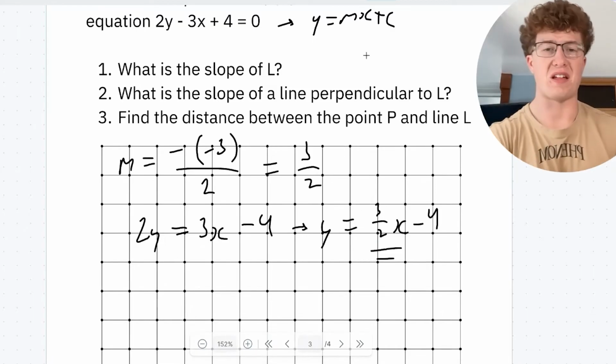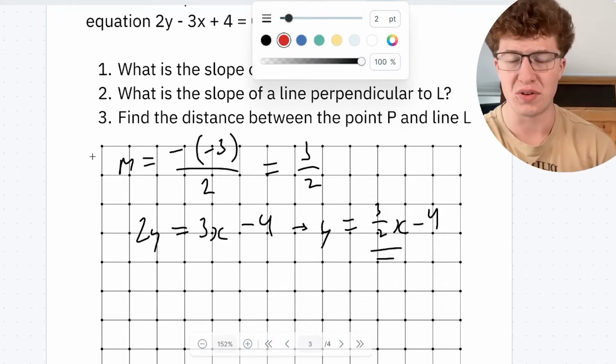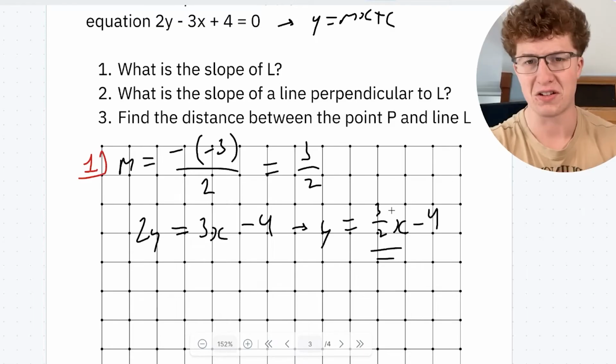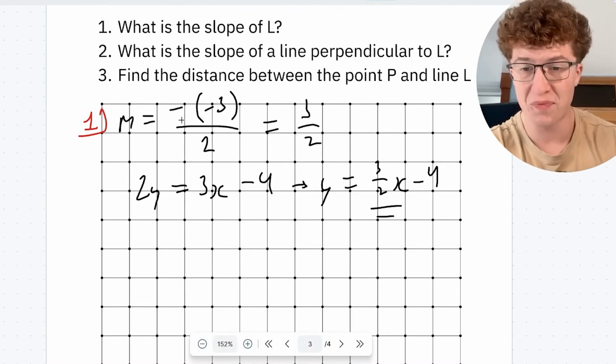So whichever way you prefer, those are two ways you can do it. I personally would always do it the second way. I feel like getting the equation in the form y equals mx plus c just makes the most sense to me, but you can use whichever one you like.